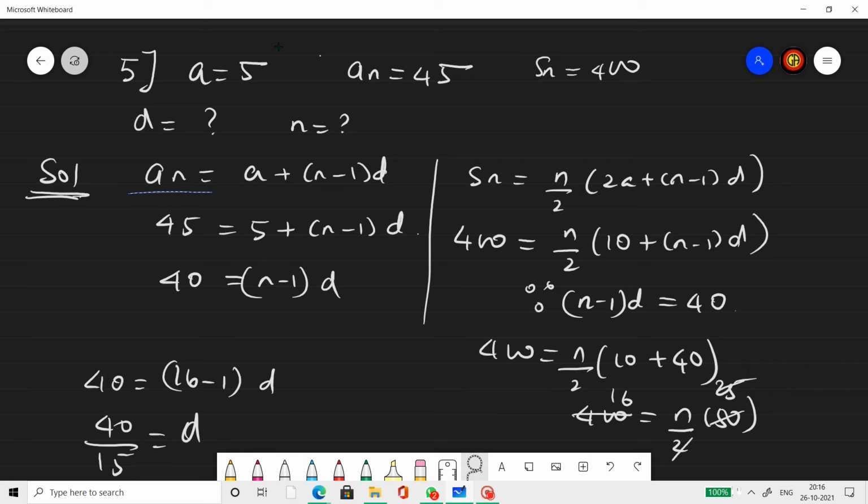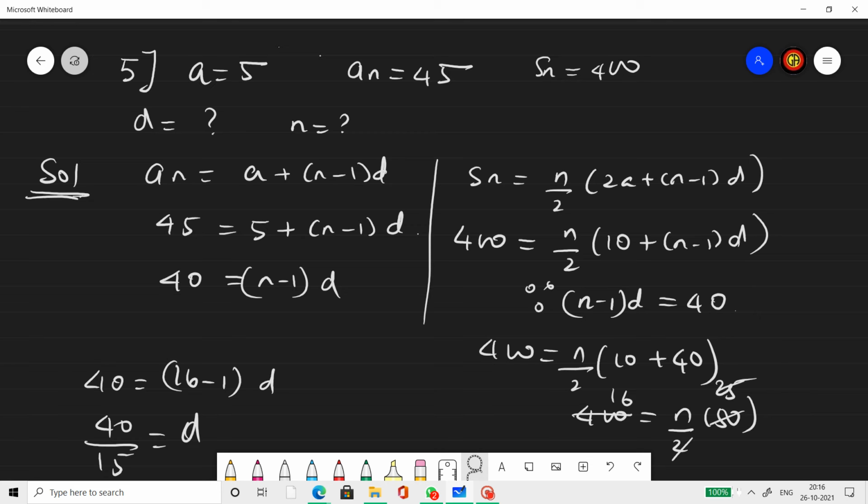is missing. So using AN, I'm starting with AN. Using AN, I know AN value, A value, N and D is missing. So I managed to get a relationship between N and D as 40 equals N minus 1 into D. So I'm keeping this as it is and moving to Sn now. Sn is equal to n by 2 into 2a plus n minus 1 into d, wherein we know the value of Sn, we know the value of a, and that's it. We don't know anything else apart from that.